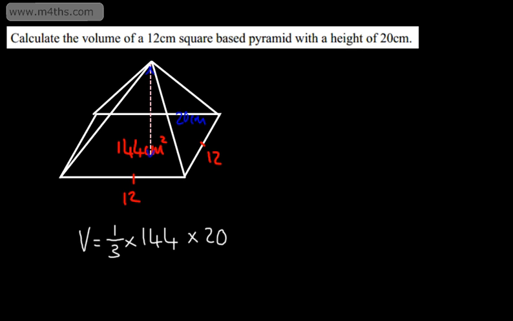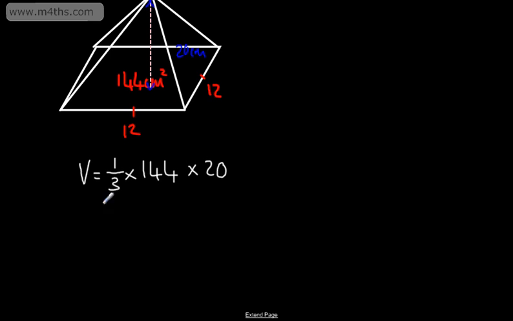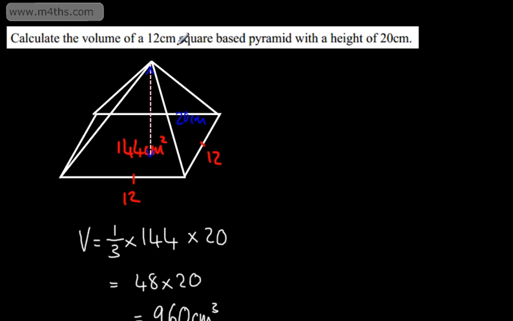You can, of course, do this on a calculator. Otherwise, if you're comfortable with 1/3 of 144, this is going to give me 48 times 20, which is going to be 960, and that will be centimeters cubed. So I found the area of the base. It's a square base pyramid, 12 by 12, multiplied it by 20 and divided by 3.